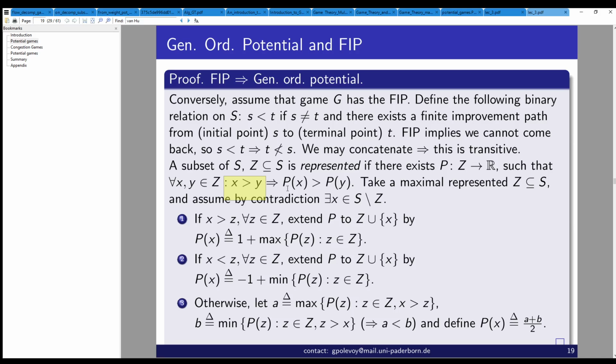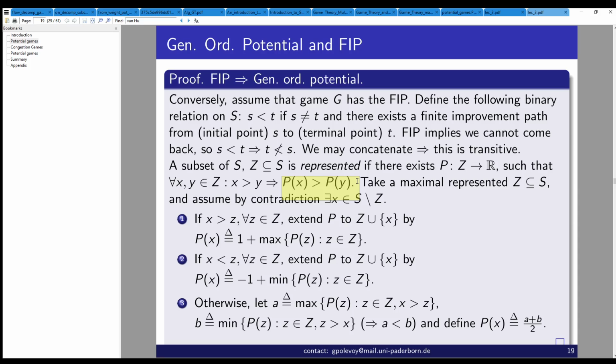Now, how do we prove there is such a P? We say that a subset Z of S, maybe S itself, maybe a strict subset, is represented if there exists some P such that for any two items X and Y of that subset, X being greater than Y, in the sense we defined, implies that P on X is greater than P on Y. Now, we want to prove that all of S is represented in that sense. And that will be enough. It means that there exists such a P.